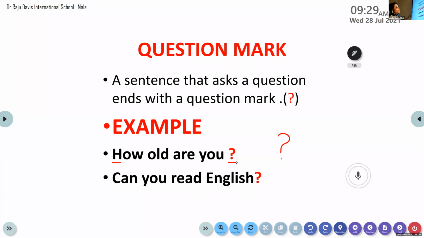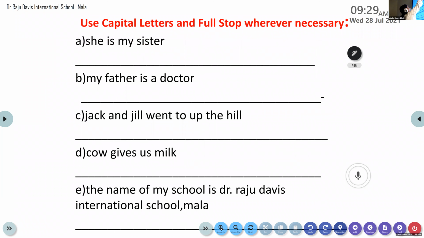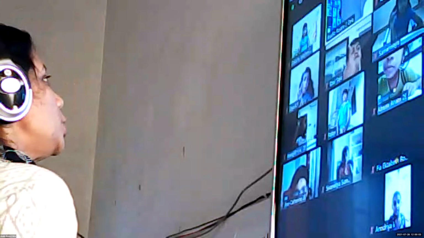Is that clear to all of you? Can you read English? So C should be written in capital letter, and don't forget to place a question mark at the end of the sentence if the sentence asks a question. Clear? Clear to all of you? Yes? Clear, children? To all of you? Have all of you understood?